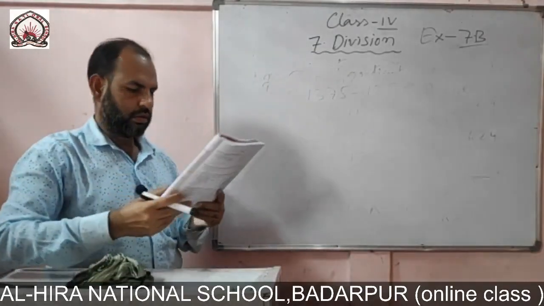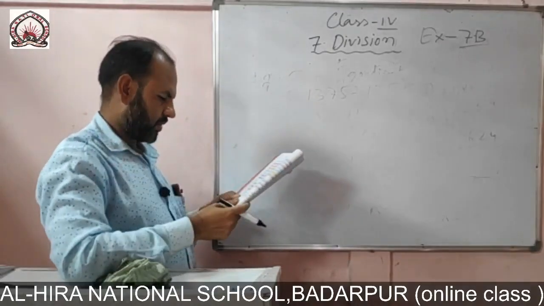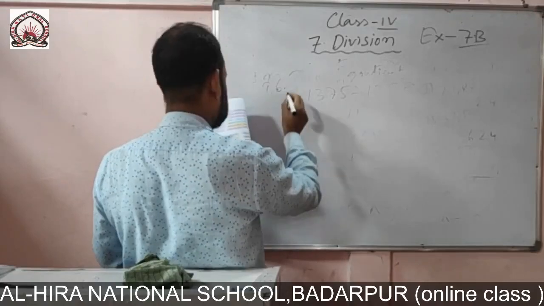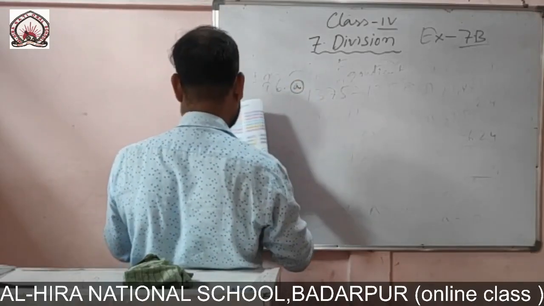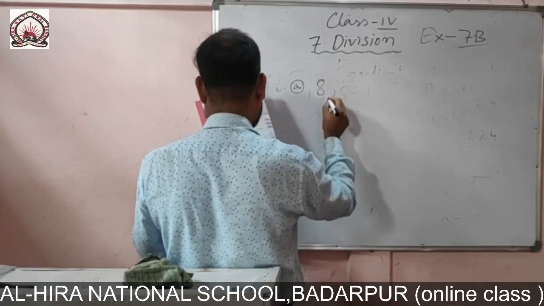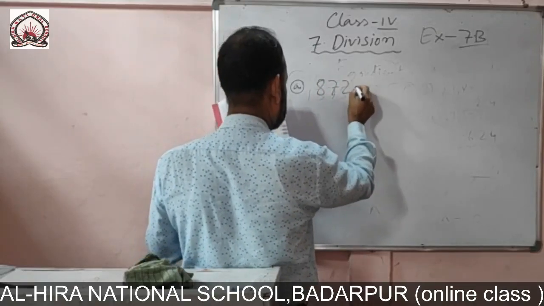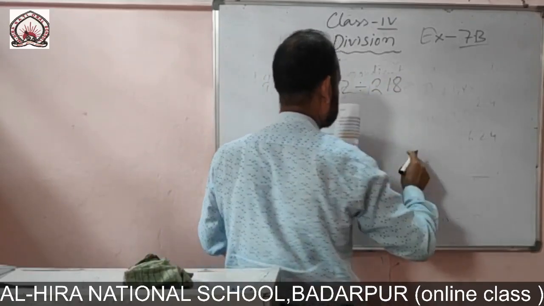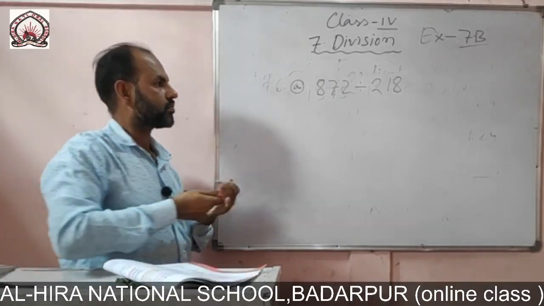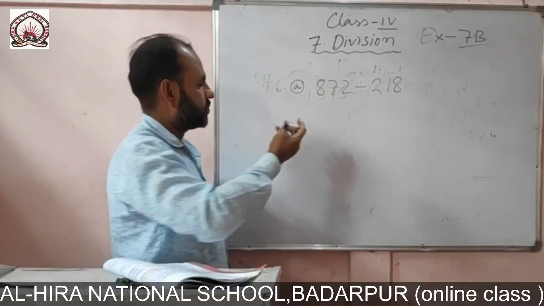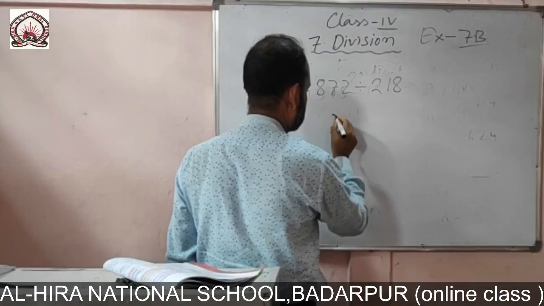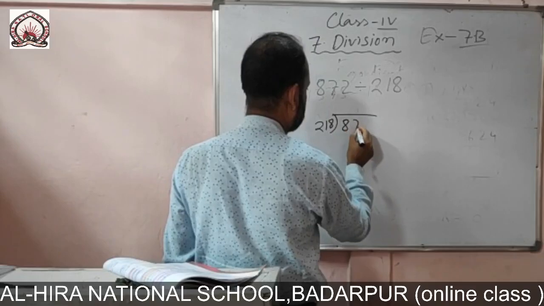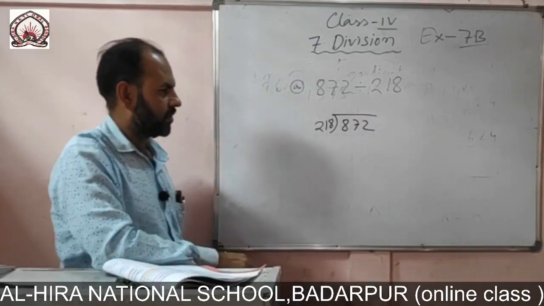Next, question number 6A. 872 divide 218. Two hundred 18, 872. Now we see.